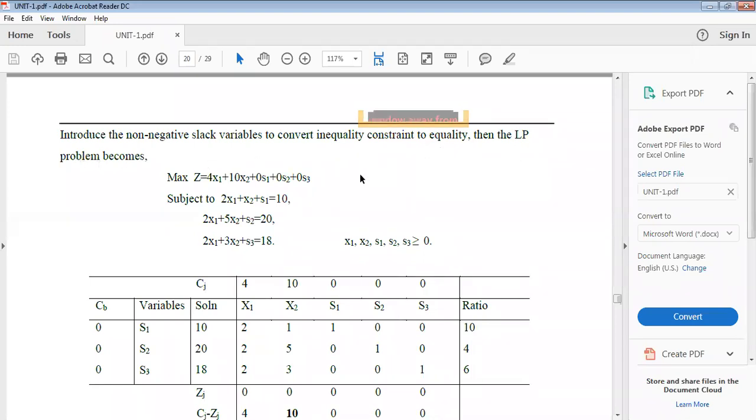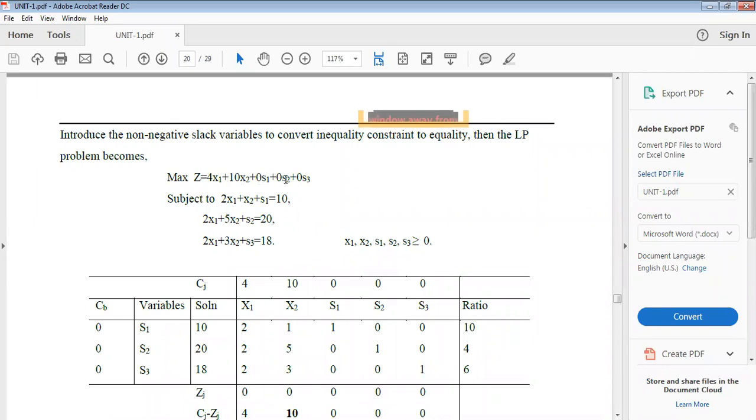Then the LP problem becomes maximize z is equal to 4x1 plus 10x2 plus 0s1 plus 0s2 plus 0s3. There are three constraints and three slack variables, that's why s1, s2, s3. So the initial objective function becomes maximize z is equal to 4x1 plus 10x2 plus 0s1 plus 0s2 plus 0s3. The objective function shape should not be altered.